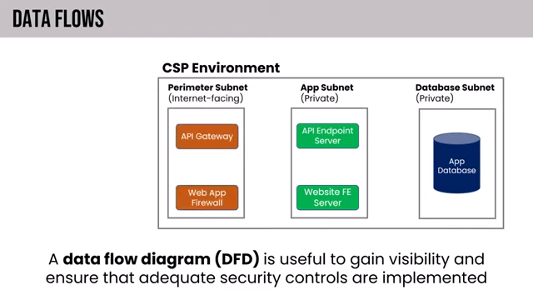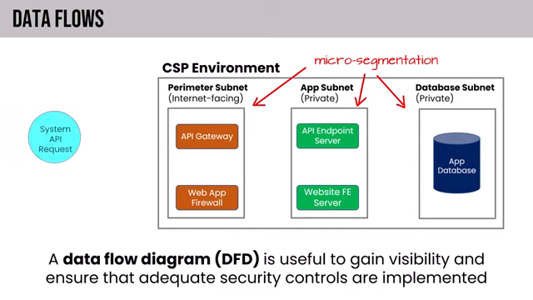Then we have our perimeter subnet. This is internet facing. So we may have an API gateway, we may have a web app firewall for user requests coming to our website. But you see here we have micro-segmentation, so we've carved up our network so we can secure these individual workloads appropriately to restrict ingress and egress, only allow traffic from expected endpoints on expected ports.